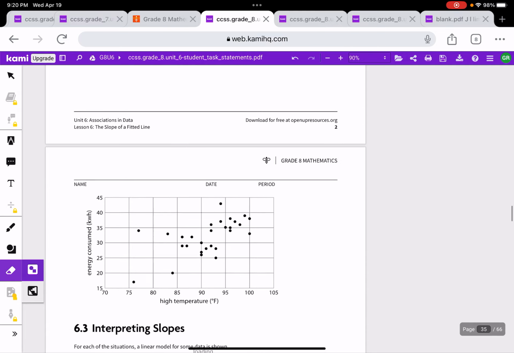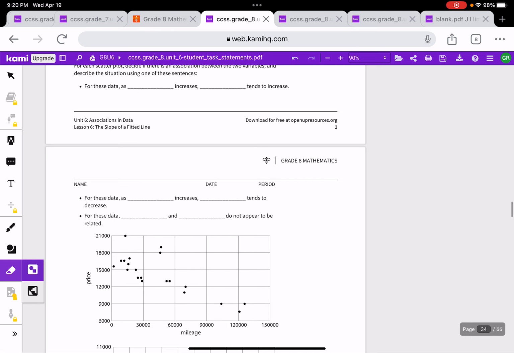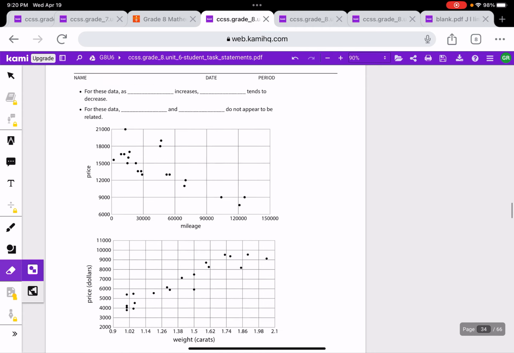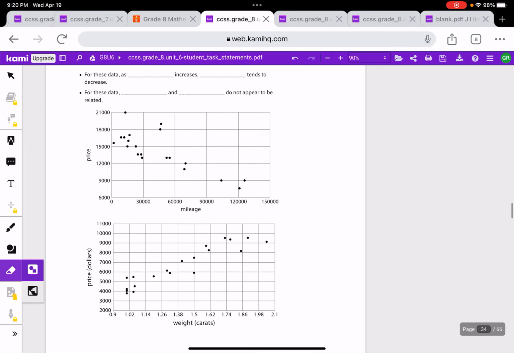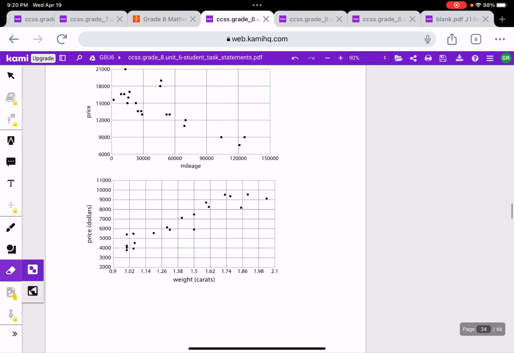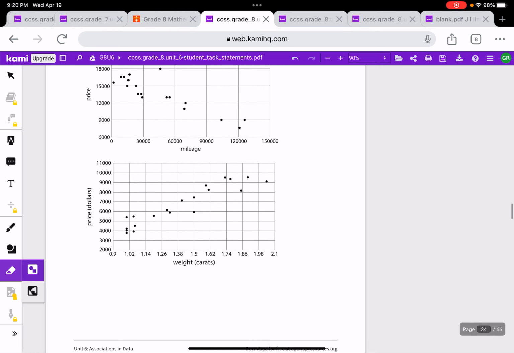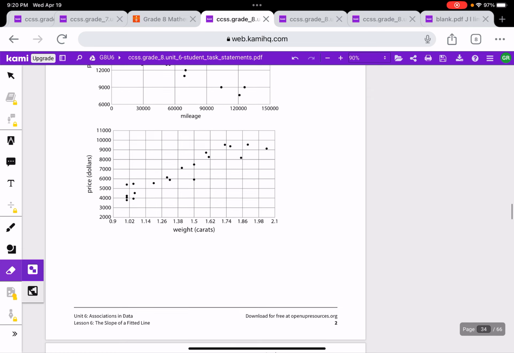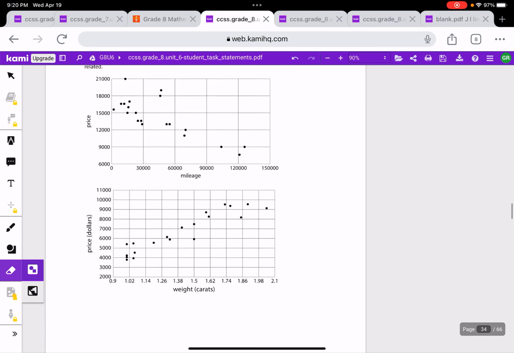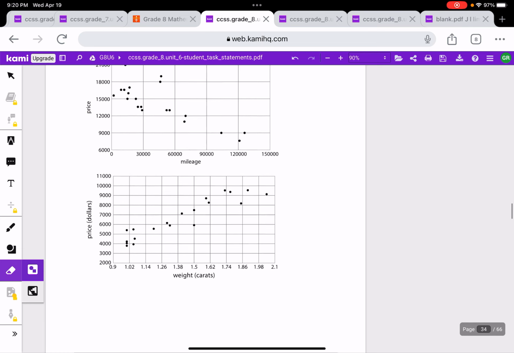I always start with the easiest, process of elimination. One of these graphs appears to have no relationship. This first one is price and mileage. It looks like there's definitely an association there. There's a tendency. Price and weight in carats, they're talking about some jewel of some sort. I can see a positive association there. I can see a negative one in the first one.